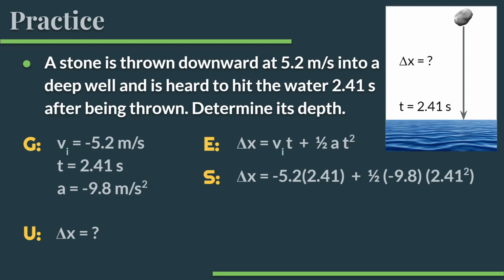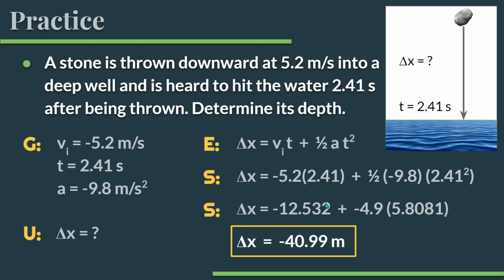So whenever we go ahead and multiply these things out, we have negative 12.532 plus half of negative 9.8, which is negative 4.9, and 2.41 squared is 5.8081. We can multiply those two numbers together and add it to this, and we get negative 40.99 meters. Again, my displacement's going to be negative because the rock is going down.